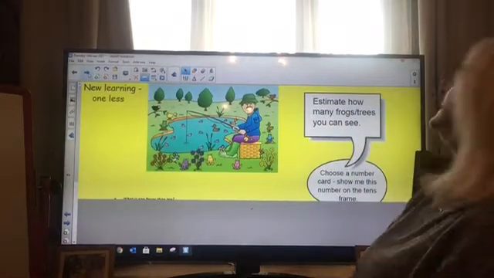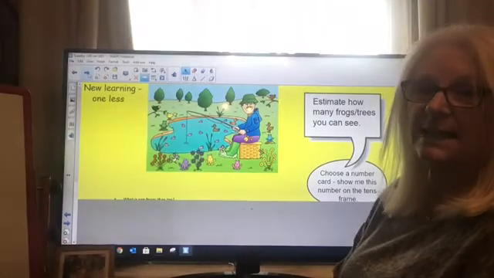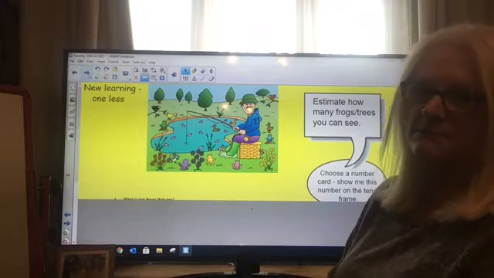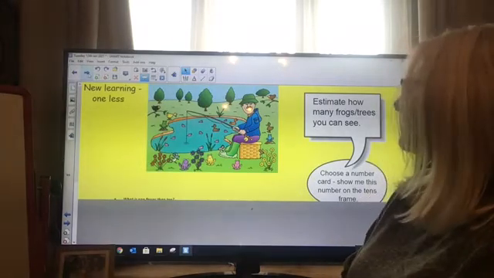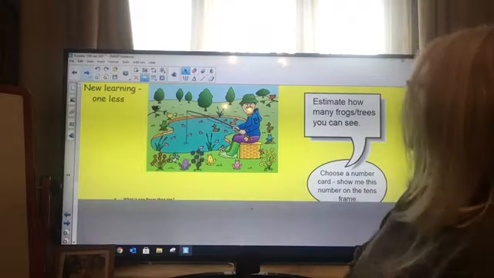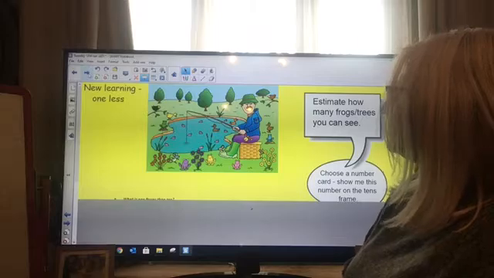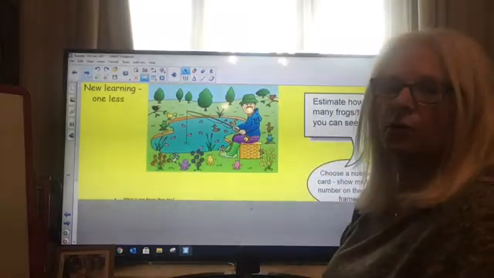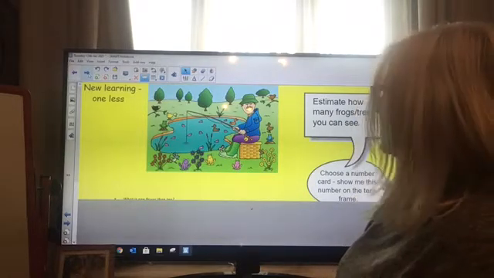Our new learning today. Right, we're going to use our estimating again today, or our guessing. Now remember, estimating means a good guess. Not any guess, but a good guess. To estimate means a good guess. So we're going to start by estimating how many little pink fishes there might be in that pond there. Now we're not counting because we're estimating. We're having a good guess.